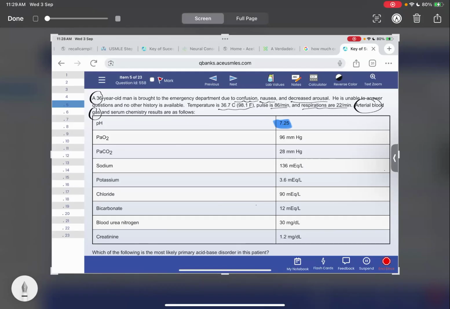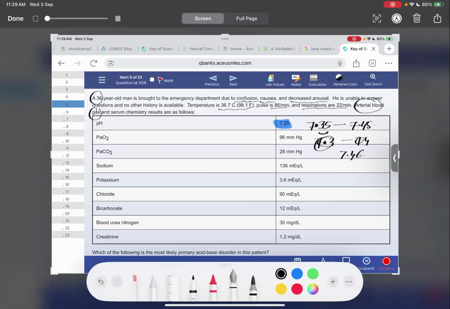So in STEM, we don't have that much information. All the information present is in the table. So normal pH is 7.35 to 7.45. This is very important. Some of the students just say 7.3 and 7.4, so it is wrong, because a slight difference like 7.46 is causing an effect.